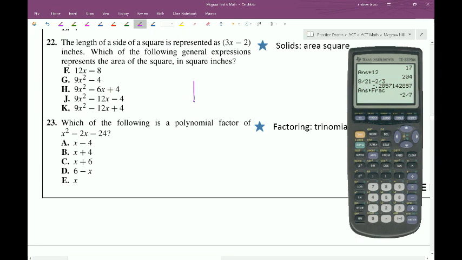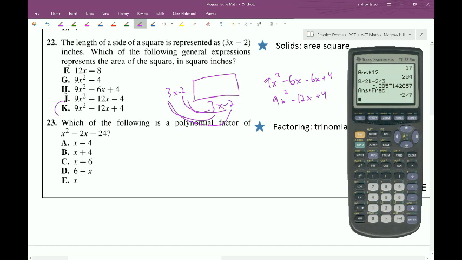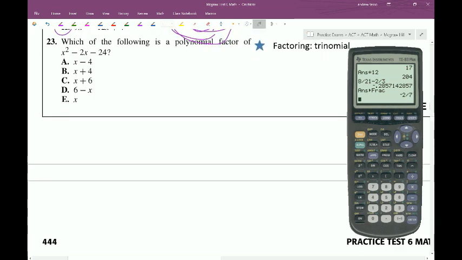The length of a side of a square is represented by 3x minus 2. Which of the following represents the area? So this is on both ends, so we can then multiply those together. You can use FOIL. So first would be 3x times 3x, that would be 9x squared. Outer would be 3x times minus 2, so that's minus 6x. Inner is another minus 6x. And last would be positive 4. So you get 9x squared minus 12x plus 4. So that's choice K.